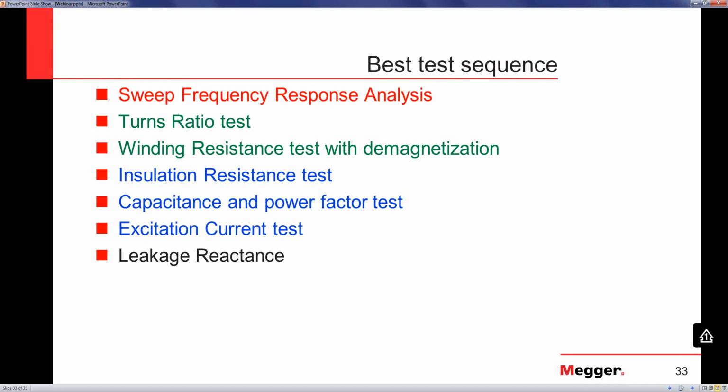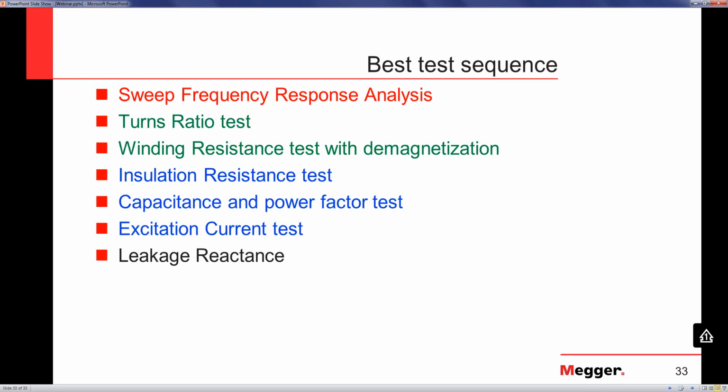As far as the test sequence is concerned, you can move around sweep frequency response analysis. You can either do it at the beginning, or if it suits you, you can do it at the end. If you have a TTR and an MTO with a compatible set of test leads, it makes sense to do the turns ratio test and winding resistance test together. Insulation tests, since they require the same setup, you would group them together.